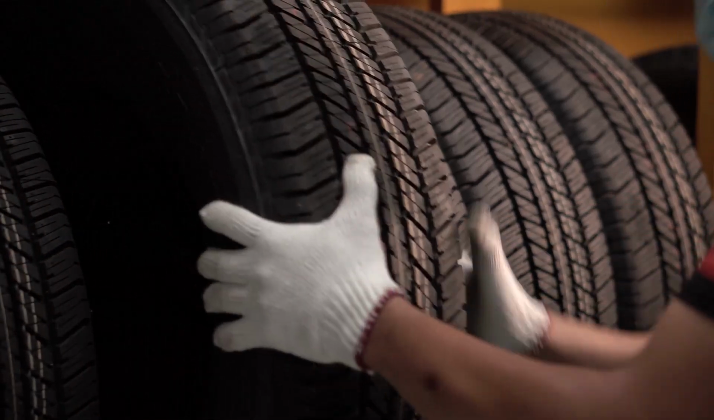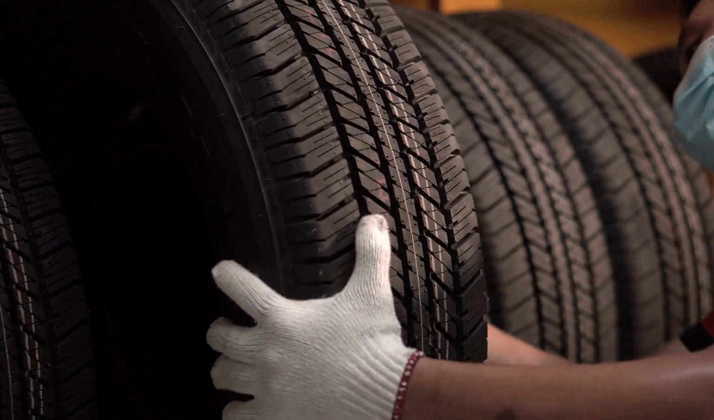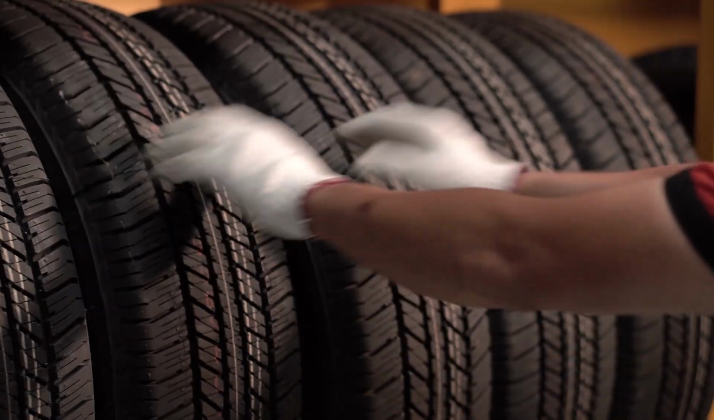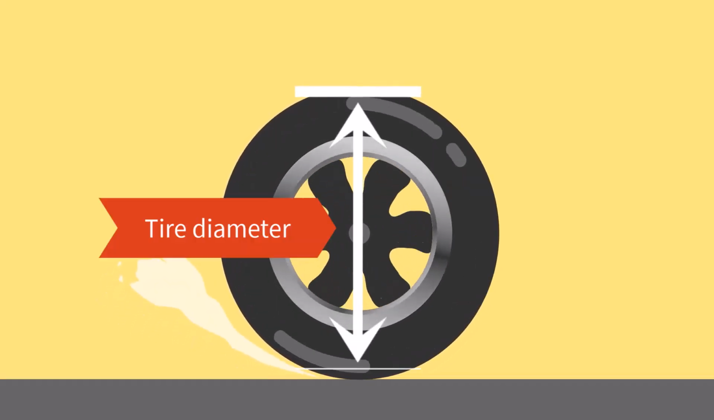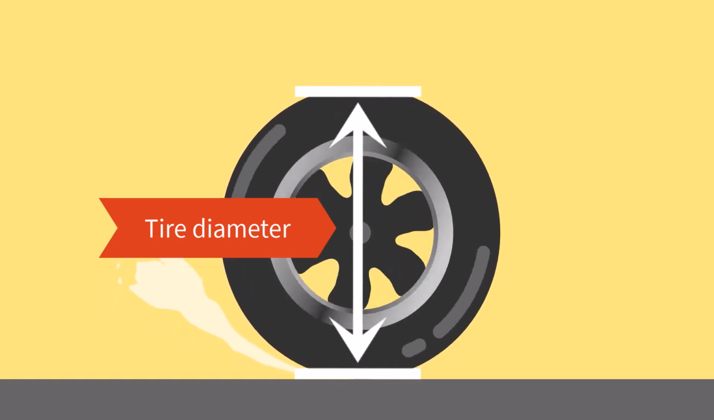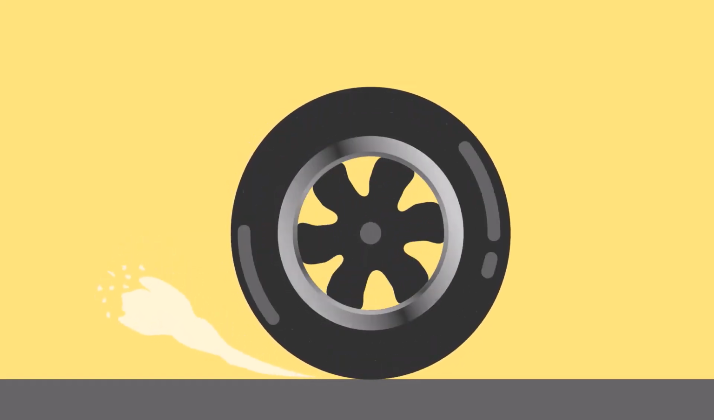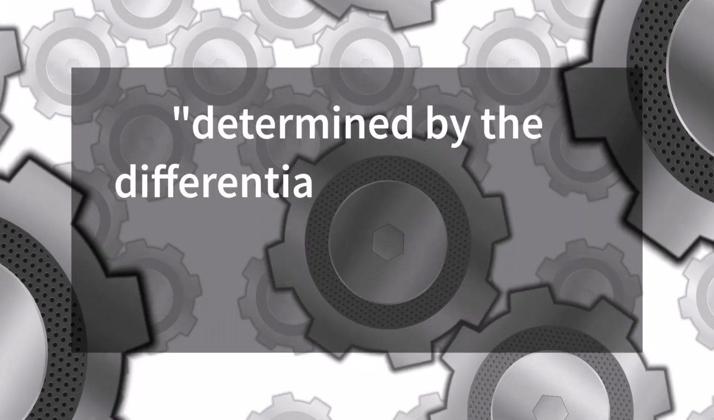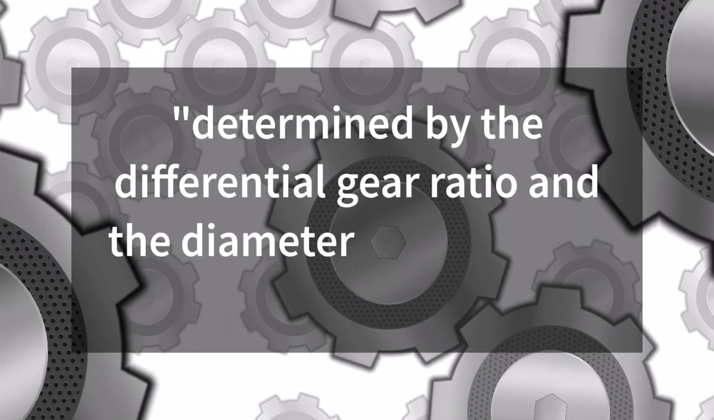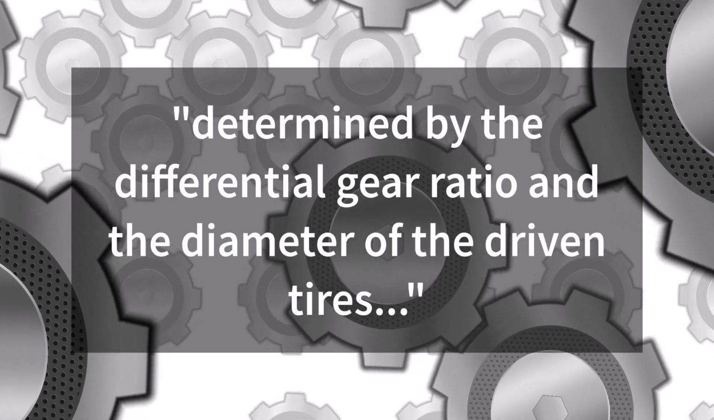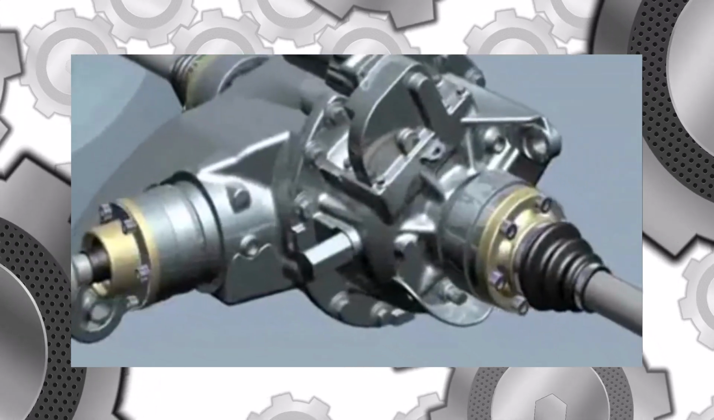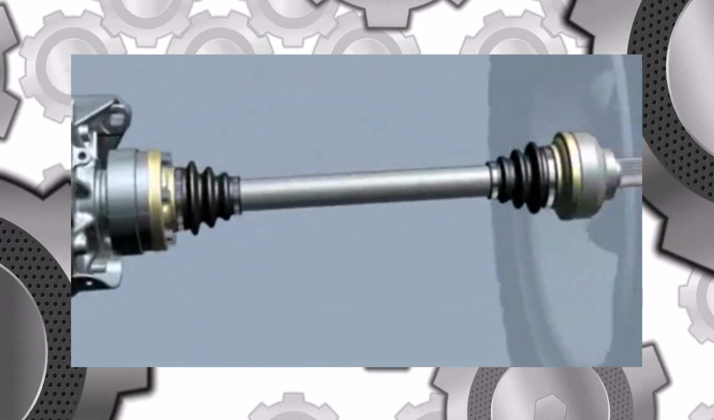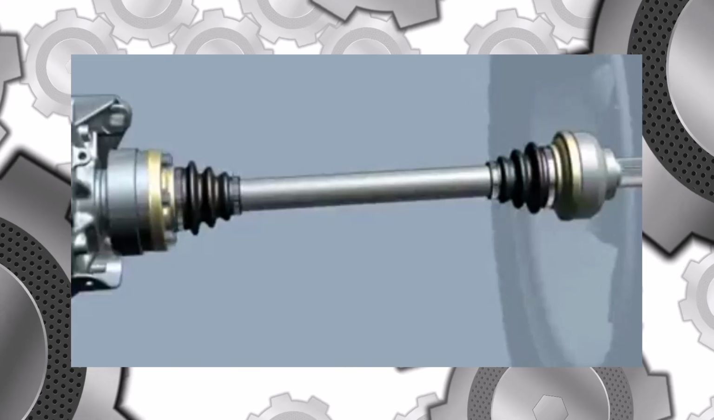Vehicles typically come with stock tire sizes, but it's not uncommon for owners to choose tires that differ from the original specifications. Changing the tire size can alter the tire diameter, which directly impacts the total driveline ratio. The driveline ratio is determined by the differential gear ratio and the diameter of the driven tires, and it indicates how many times the drive shaft must rotate to turn the driven tires once.